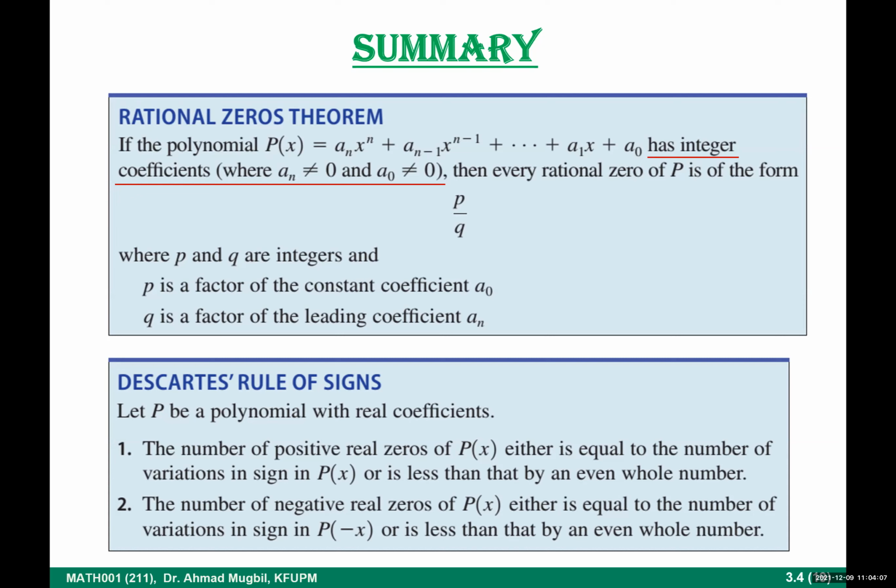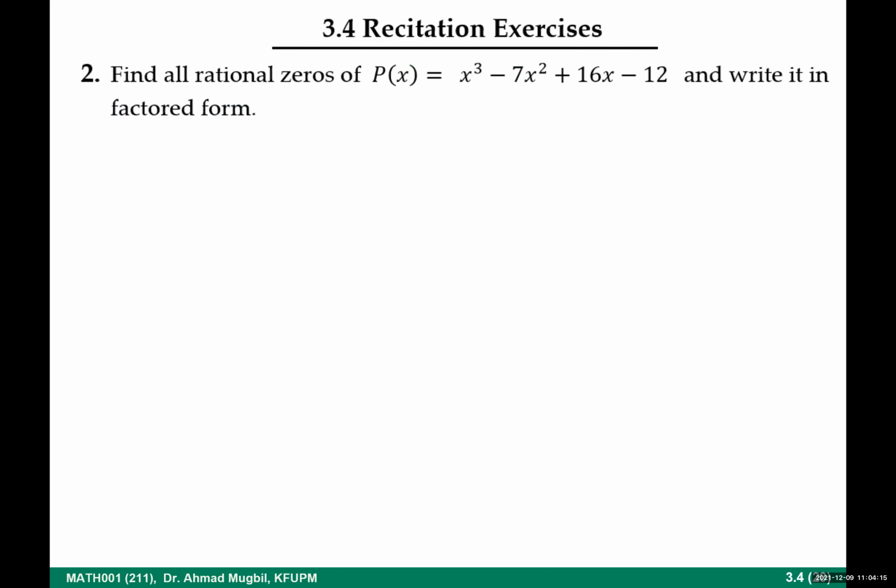Similarly. I think actions are stronger than words, so let's apply these 2 ideas to find all the rational zeros of this polynomial and write it in factored form. Please, in your notebook, write down the full solution. I will pass and check everyone's solution.